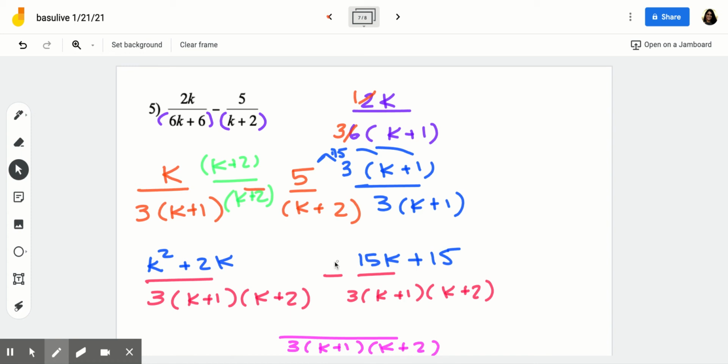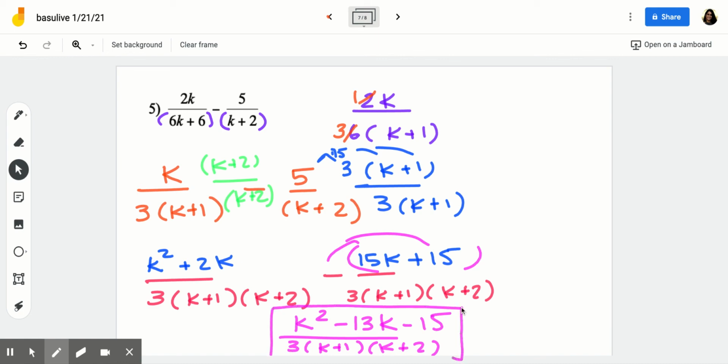Just be careful when you subtract. Don't forget you subtract both of these parts. I can't tell you how many students do everything correct and forget to subtract both parts at the end and get it wrong. So we have a k squared. We have a 2k minus a 15k, which is negative 13k. And we have a minus 15. And this is my final answer.